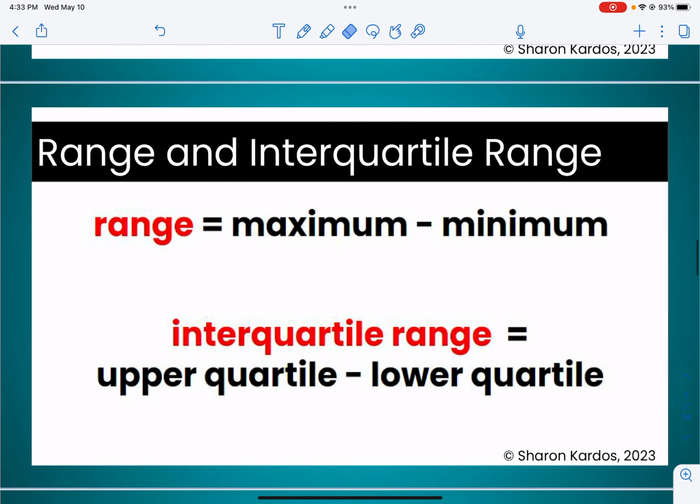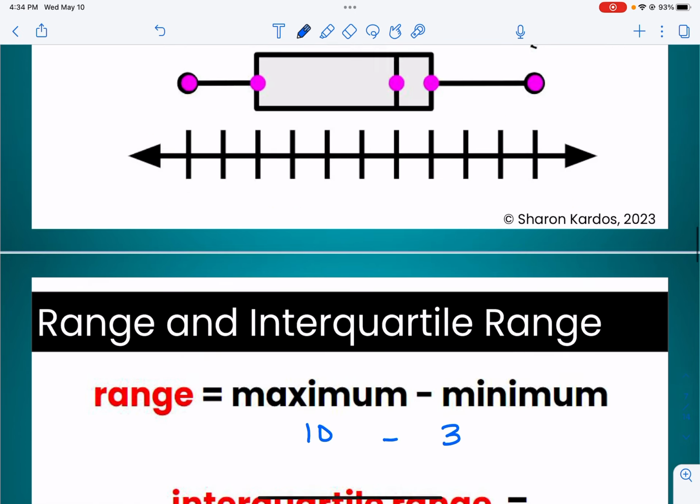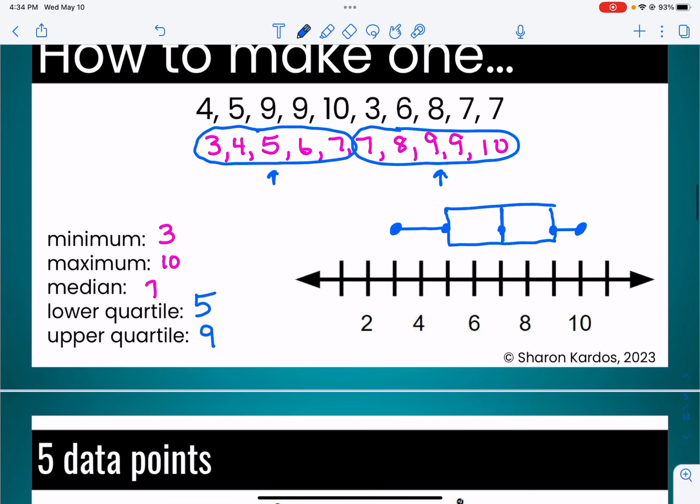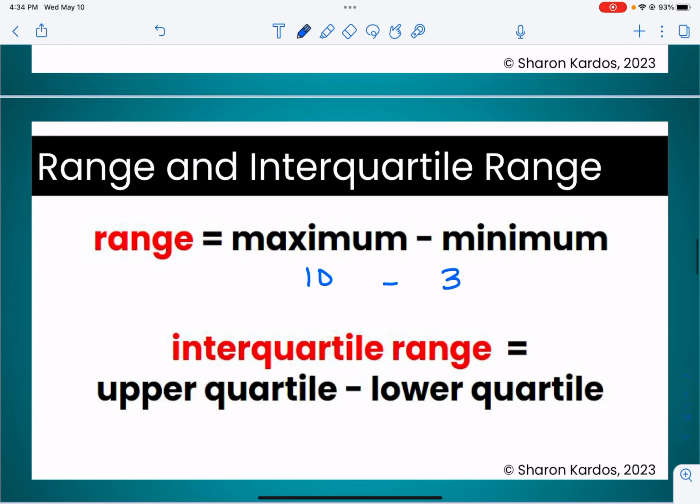So 2 vocabulary words that you may see sometimes when you're dealing with box and whisker plots. The first is range. So the range of your data is the maximum minus the minimum. So in our case, in the one we just did, the 10 was the maximum and the 3 was the minimum, 10 and 3. So the range of my data would be 7. It's spread out over 7 units.